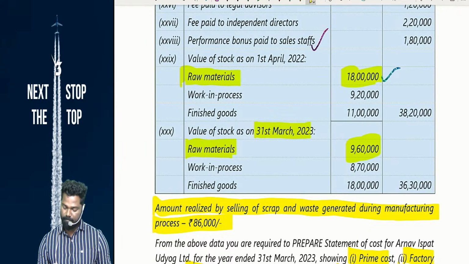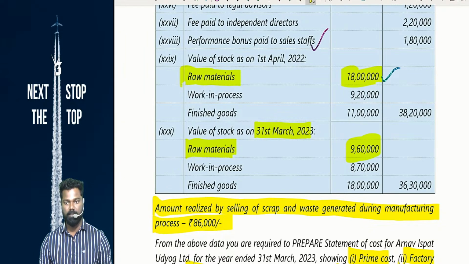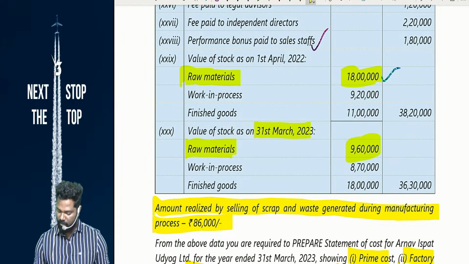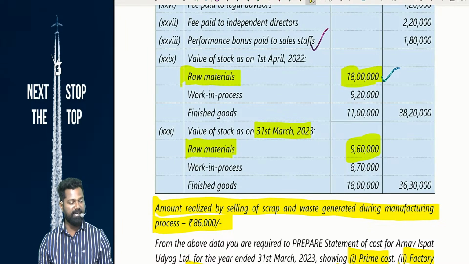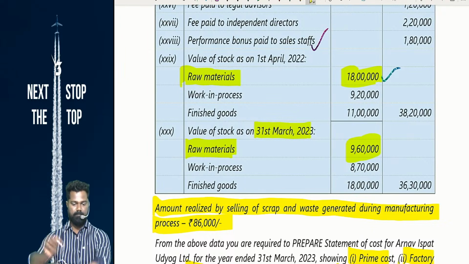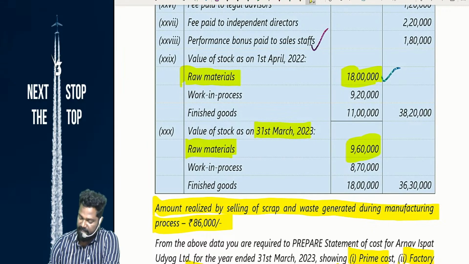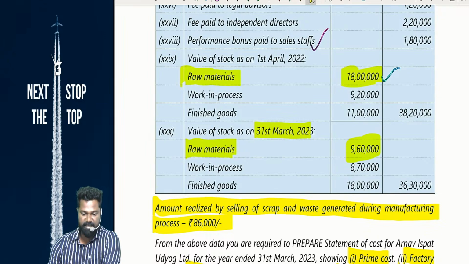How much? 10 crores, 19 lakhs, 60,000, 600. Again, I'll repeat: 10 crores, 19 lakhs, 60,000, 600.